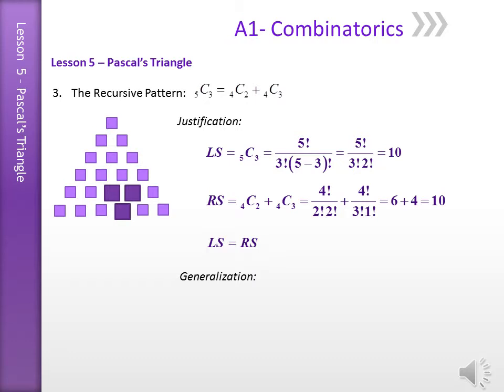The general formula here would be that nCr equals (n minus 1) C (r minus 1) plus (n minus 1) C r. Looks complicated, but nCr is just equal to the row above it, so that's 1 less than our n, and then 1 less than our r, plus, again, the row above it, so it's 1 less than our n, and we use the same r.